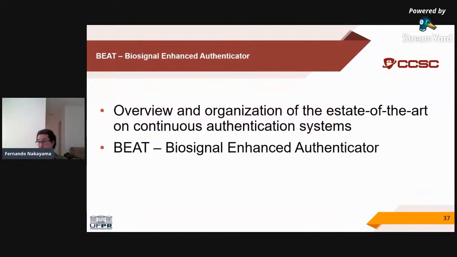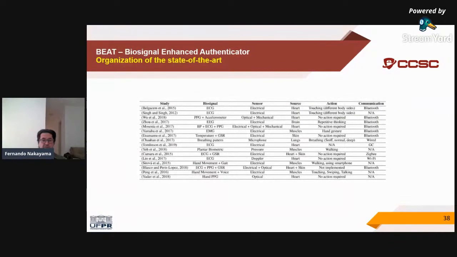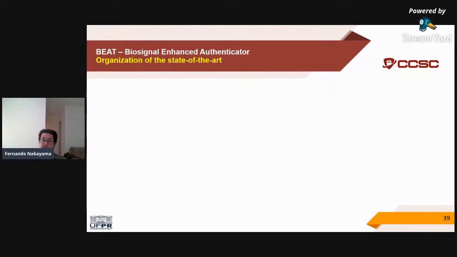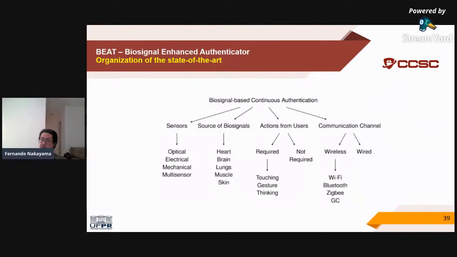the BEAT system itself. We have started by identifying the studies employing authentication based on biological traits. We have proposed a taxonomy based on the existing works in the literature, and the works were classified according to the sensor, the type of biosignal employed, if there is any action required from the users, and what type of communication channel was employed.